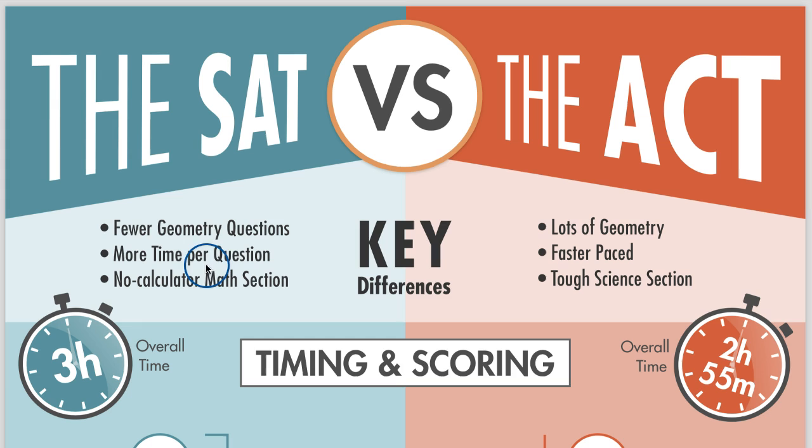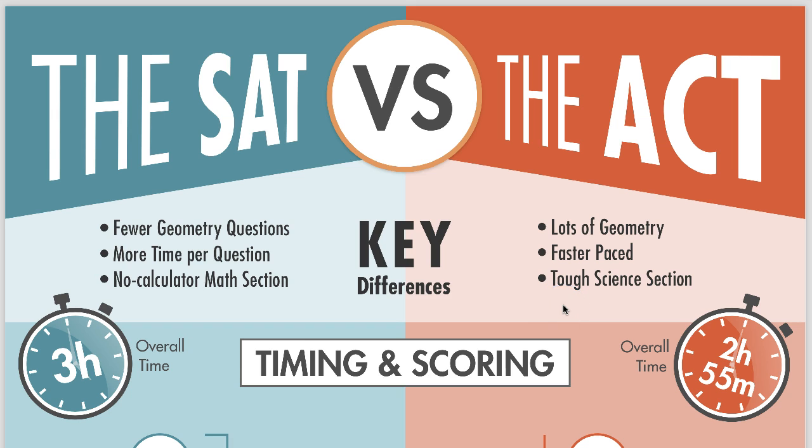The SAT on the math section has a few less geometry questions. They also have a bit more time per question, and the main difference is that the SAT has a non-calculator section. That's what it sounds like, a section where you may not use any calculator. The ACT has a few more geometry questions and is a little bit faster paced. We'll see the breakdown in just a second. The major difference is that the ACT has a science section. This is not something that we see on the SAT.